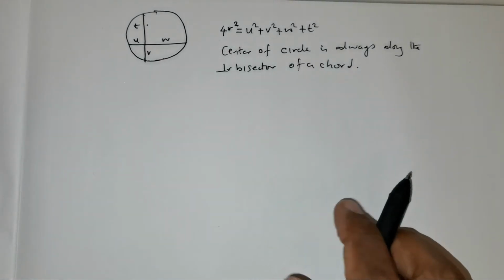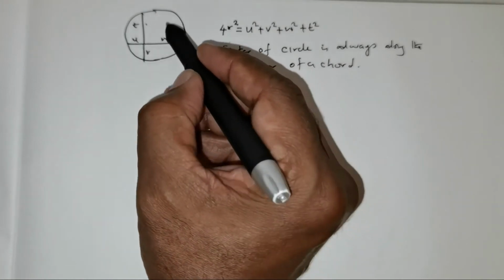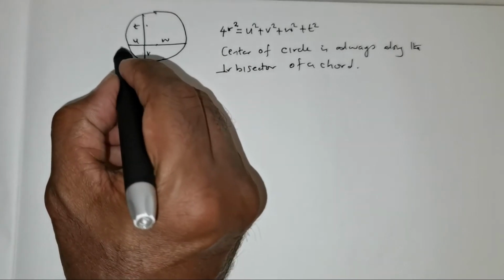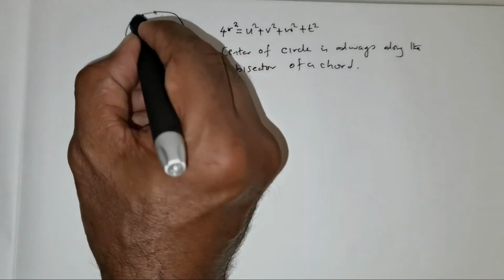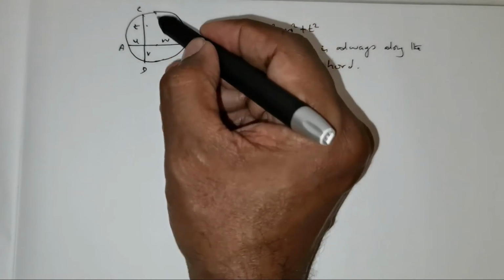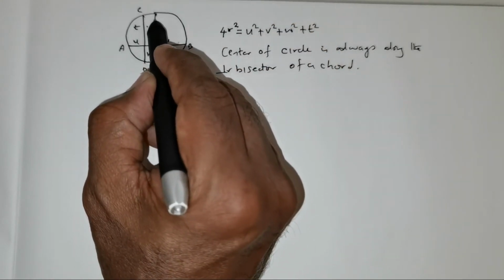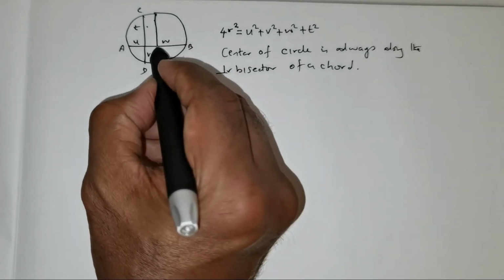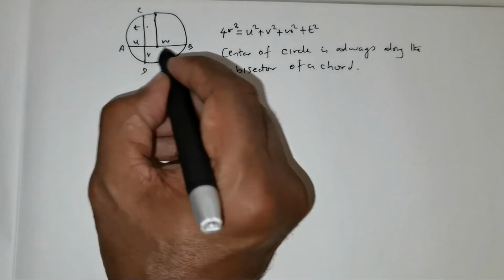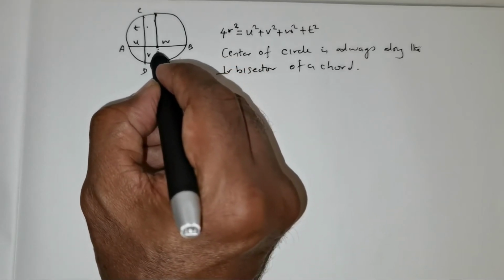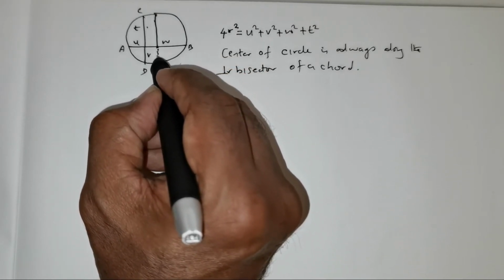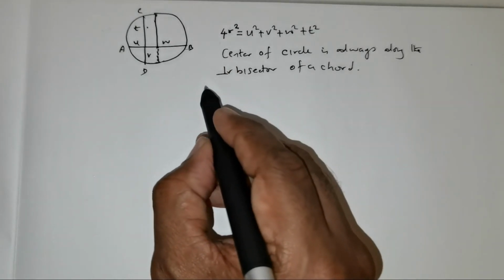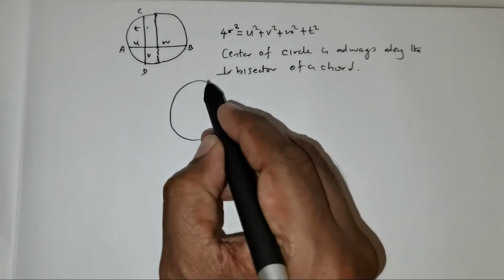So having said that, if I were to drop a perpendicular bisector to this chord, I have already taken this to be AB and CD. If I were to drop a perpendicular bisector, then it would hit exactly at this point, the midpoint of AB, right? So we have to know this distance, right? So let me draw this circle.